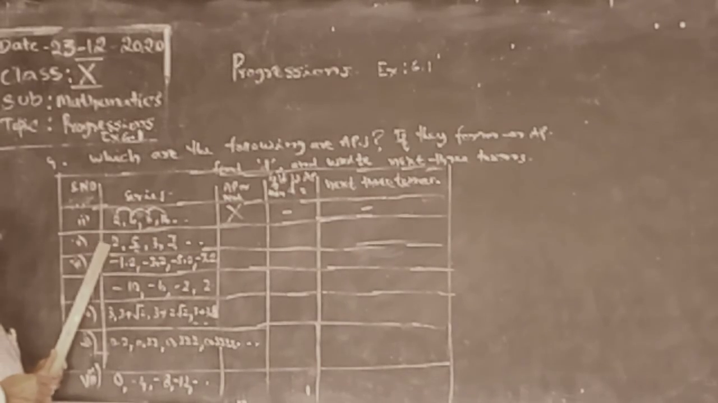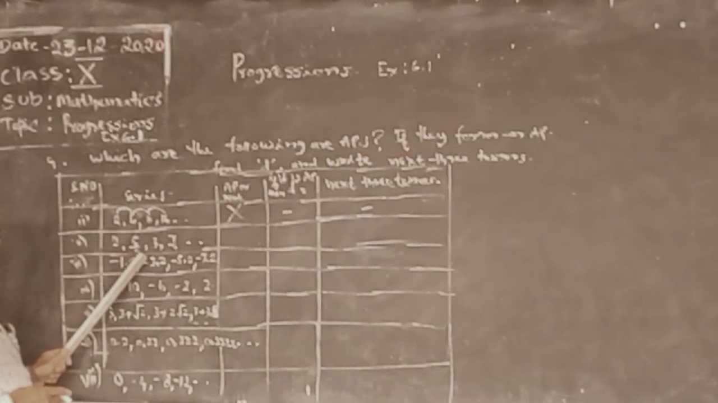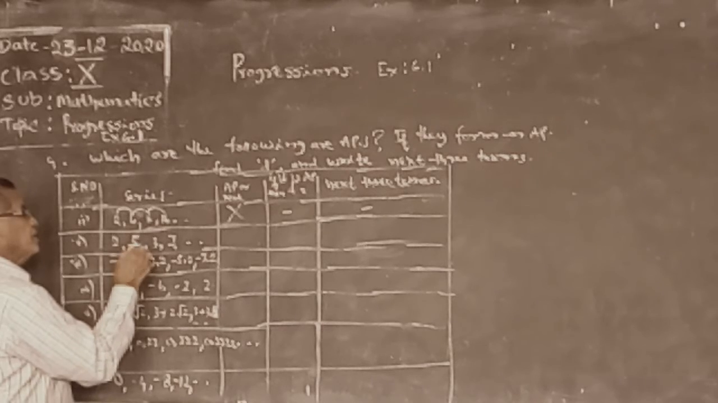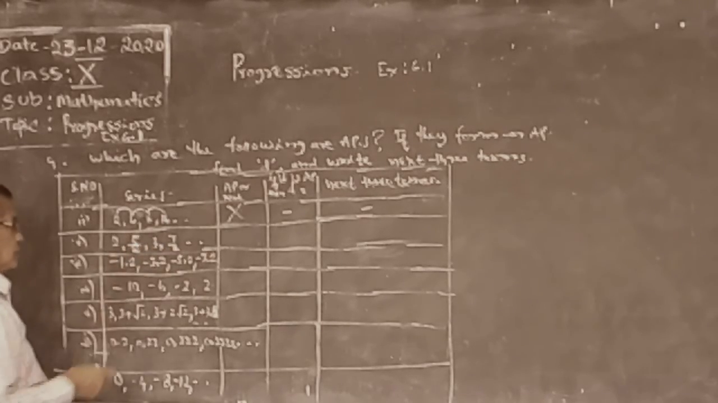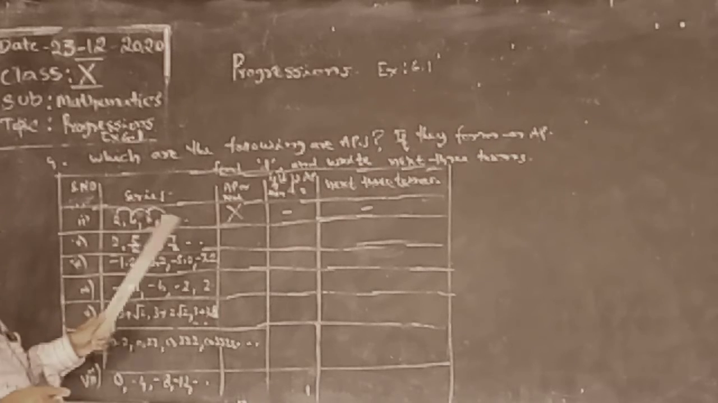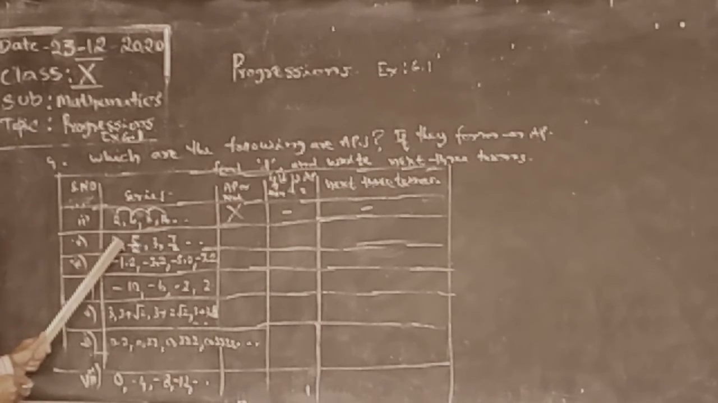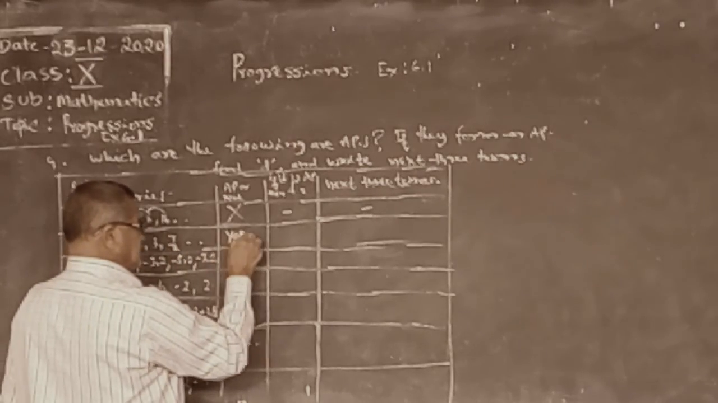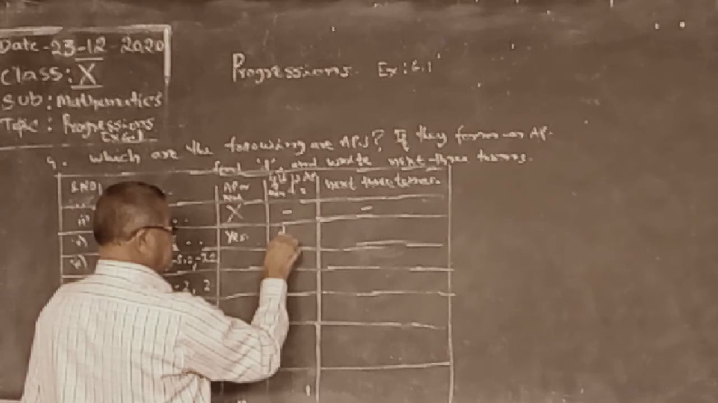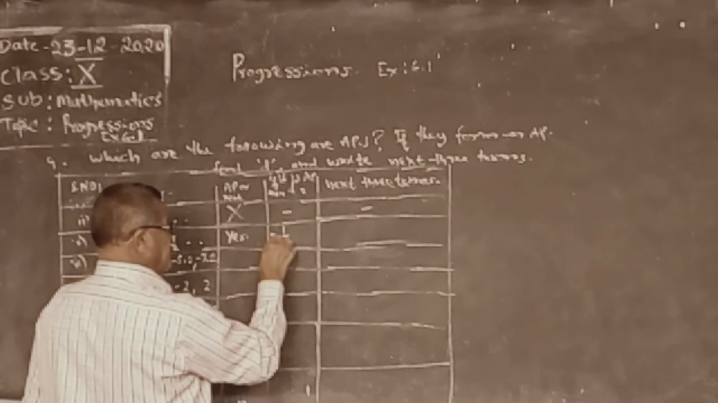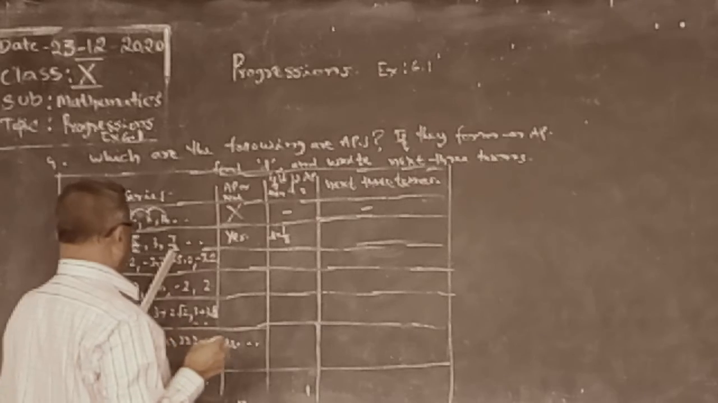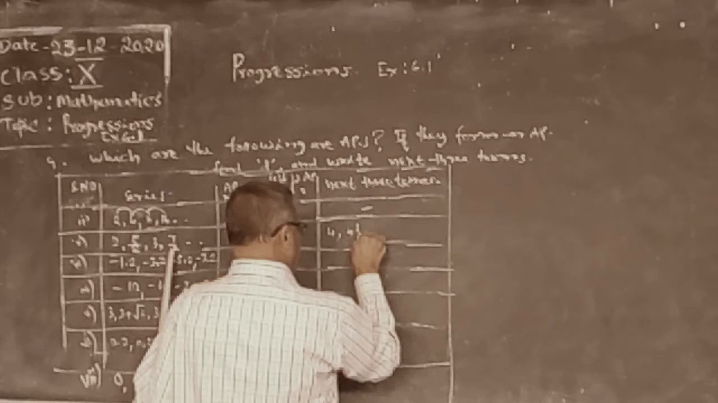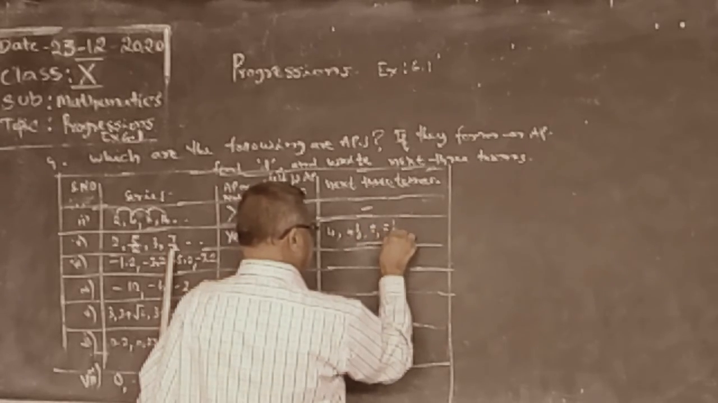Now 2, 5 by 2, this is 2 and a half, 3, 3 and a half. Here the difference is half, increasing. 2, 2 and a half, 3, 3 and a half. So here this is yes. The difference is half, d is equal to half. Go on adding: 3 and a half, 4, 4 and a half, 5, 5 and a half.